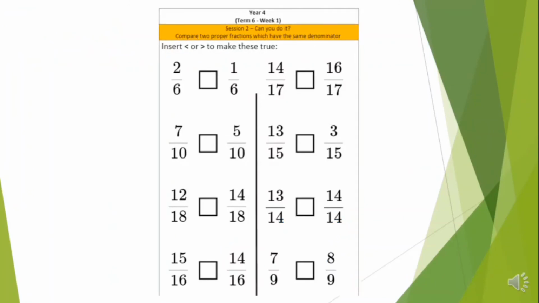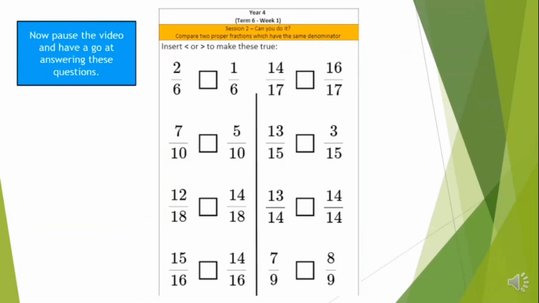So here's your activity for today. We're just comparing the two fractions, inserting the symbol into the box in between to show which is the bigger fraction, which is the smaller fraction. So what we need to do now is pause the video and have a go at answering these questions for yourself.